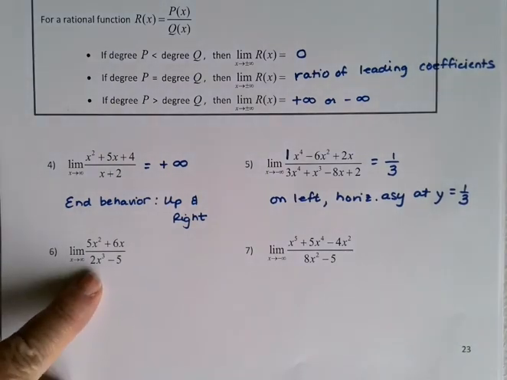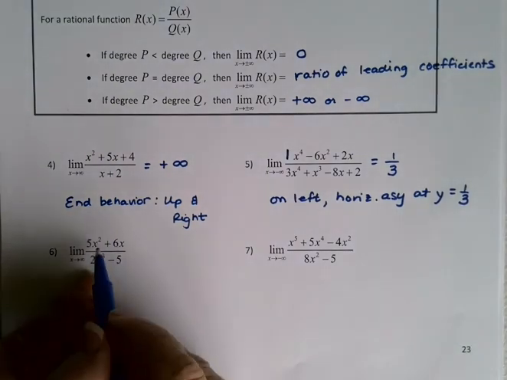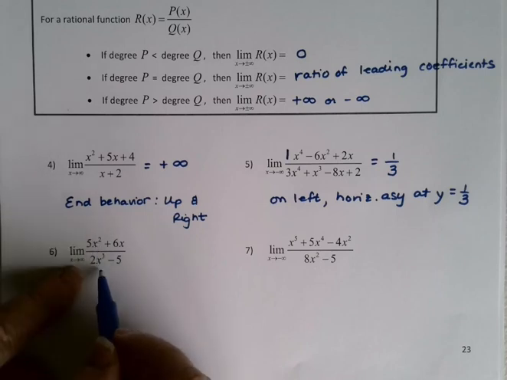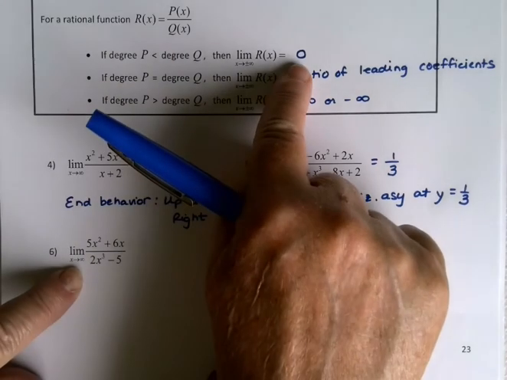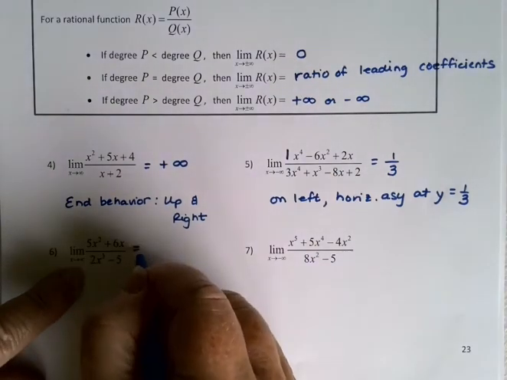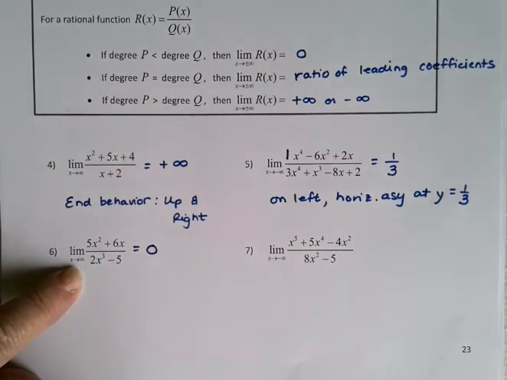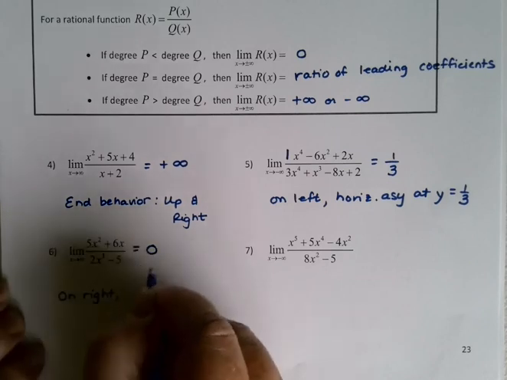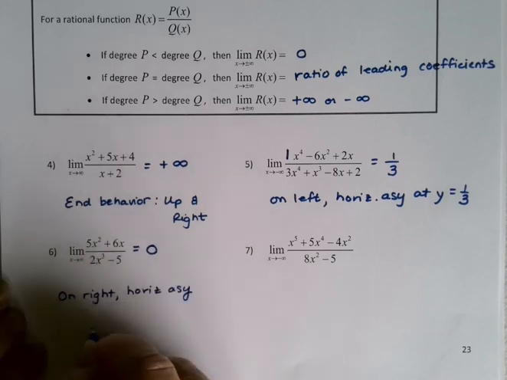All right, coming down here. This time, my larger power is on the bottom, so the degree of p is less than the degree of q, meaning the limit's going to be 0. We're going to infinity, so this is on the right. We have a horizontal asymptote at y equals 0.